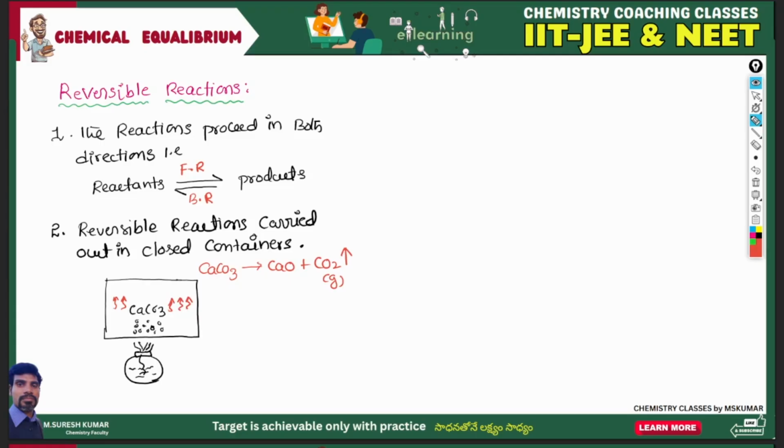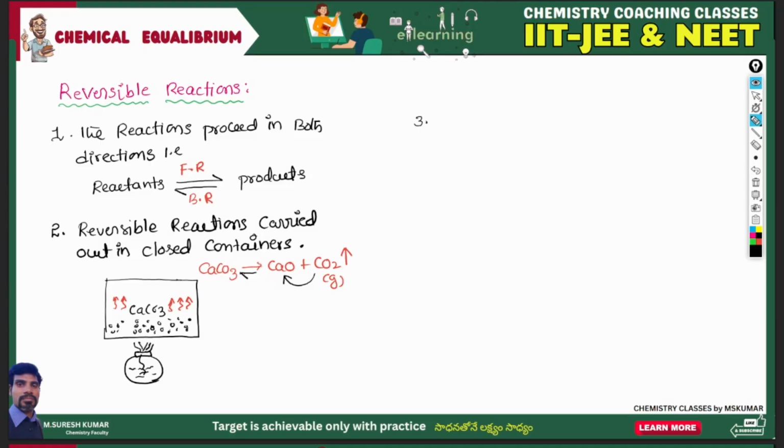The container is what? Closed container. So there is no escaping of what? Gas. Here the container is closed, no possibility of CO2 escaping. So again the CO2 reacts with CaO, and again it produces the same product, that is CaCO3. That means the reaction proceeds in both directions when it is carried out in a closed container or closed vessel. Clear?